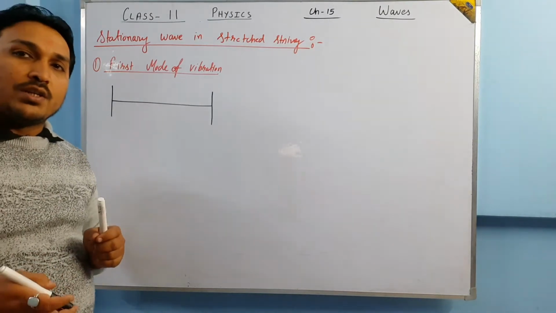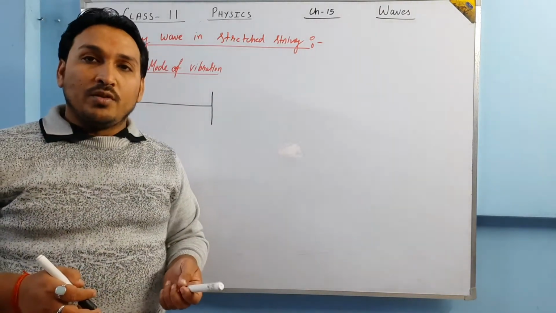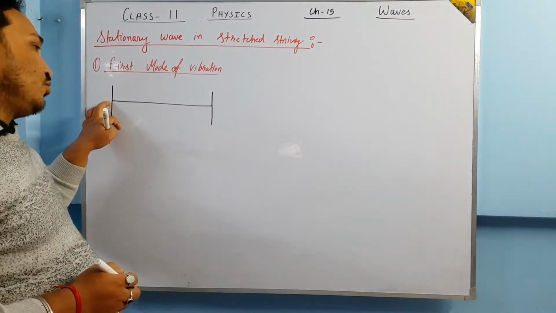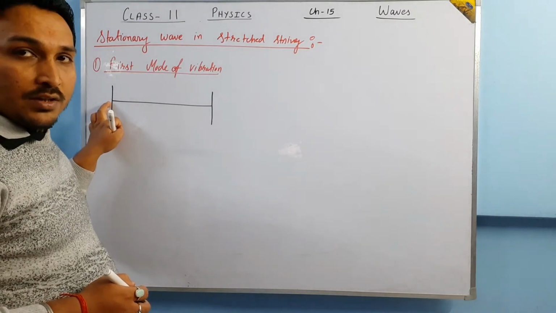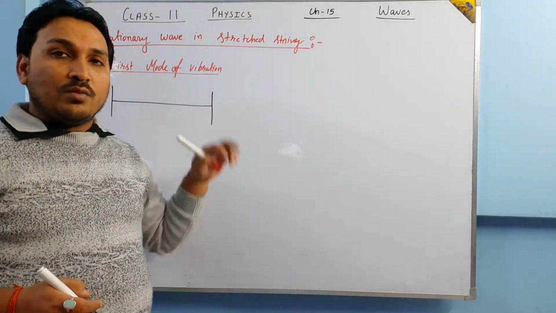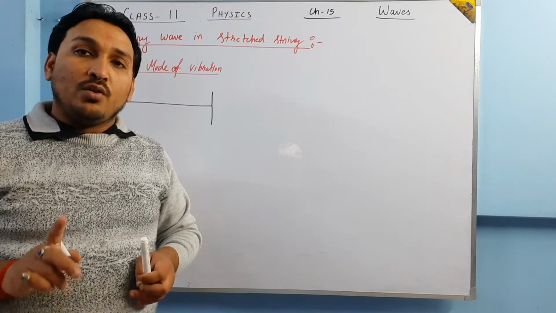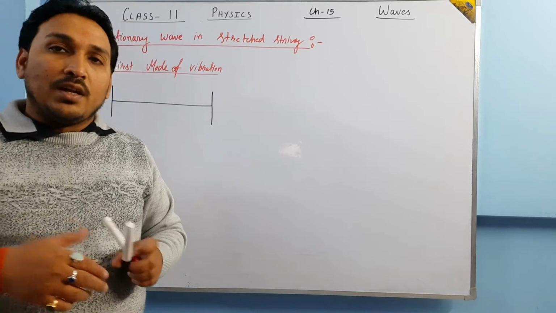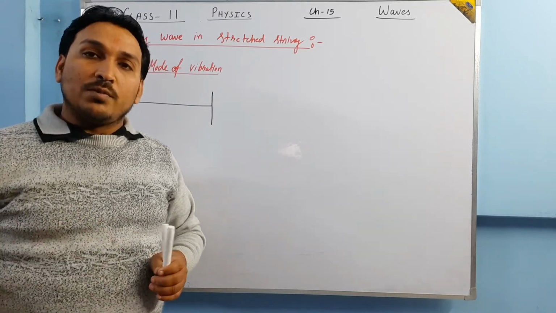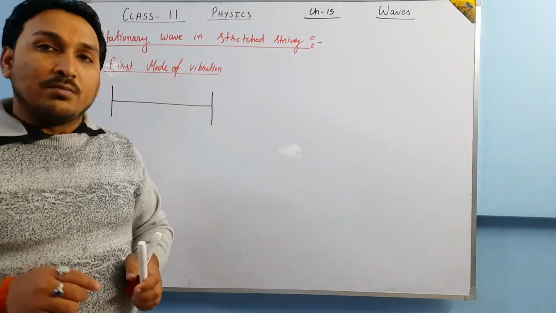In the last video lecture we discussed what is a rigid boundary and what is an open boundary. In the rigid boundary, this particle does not move, this particle does not move, this particle does not move. So when the particle is not moving at all because it is a rigid boundary, a node will be formed. In the last video lecture, node and antinode were discussed. Node means no displacement. The particle is showing no displacement. Antinode shows the maximum displacement.